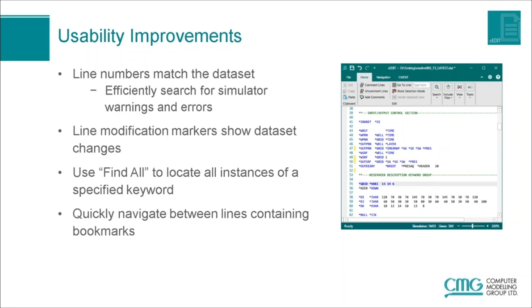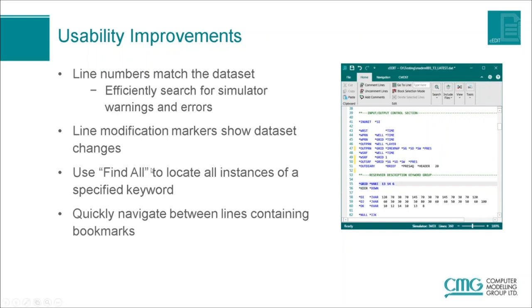Another improvement in 2017 is the addition of line modification markers. So whenever you open up, again, a data set in cEdit, any line that you edit is going to be highlighted here right beside the line numbers with this little yellow bar. And this is very useful if you just want to keep track of all the changes you've made since you opened the data set or since you last saved.